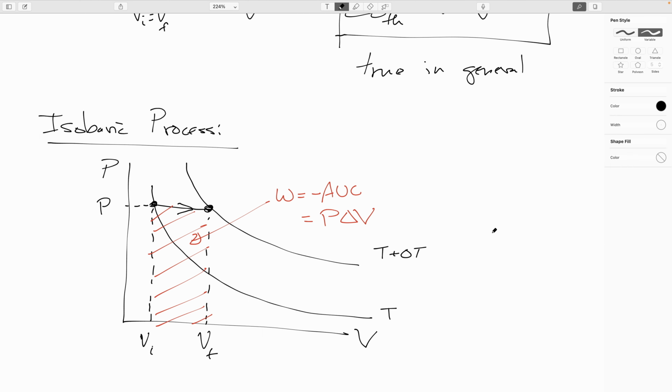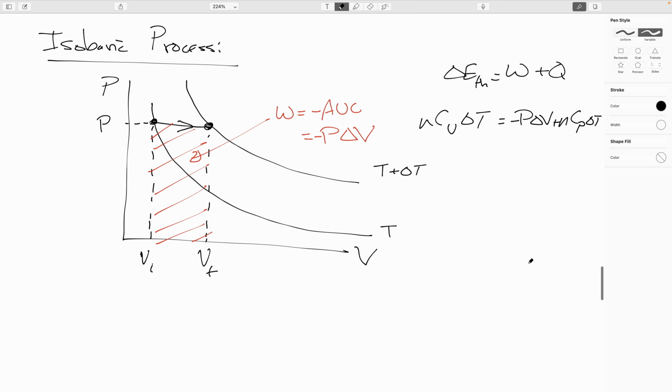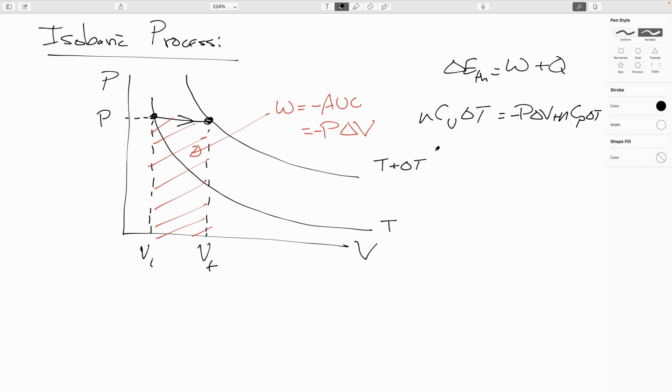Alrighty. So let's go ahead and start thinking about the first law here. So delta E thermal equals W plus Q. Now delta E thermal is always n CV delta T. And this is going to be the work we just saw, which is minus, oops, dropped a minus sign there, my bad, minus P delta V. And then by definition of specific heat, this will be plus n CP delta T. All right. So hold that thought for a moment.